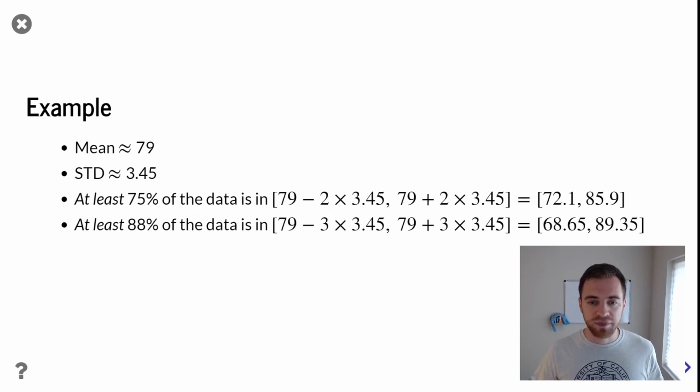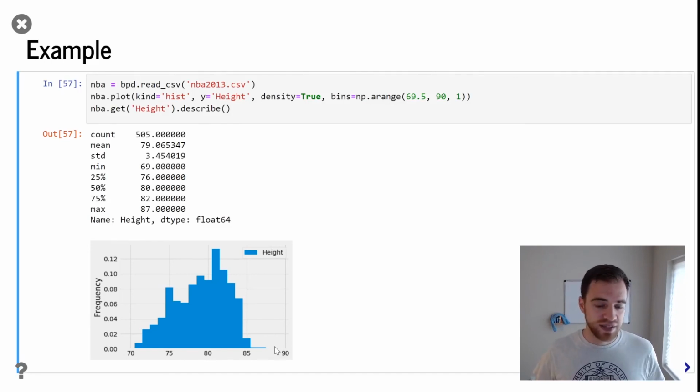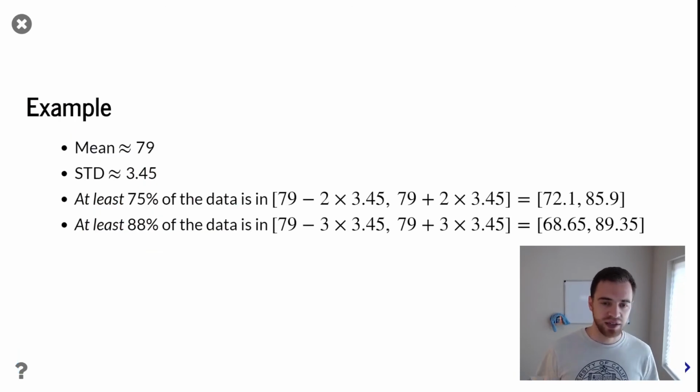But just to give you a hint, it says at least 88% of the data is in this interval. If I go back here, 89 inches, nobody's more than 89 inches tall. If I knew exactly the shape of this histogram, I could calculate exactly what percentage of people are in this interval. But if I don't know it, I can just rely on Chebyshev's to give me sort of a coarse kind of guess.